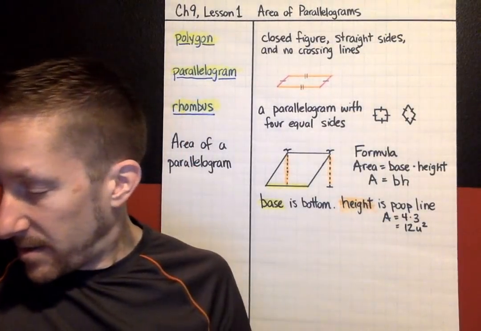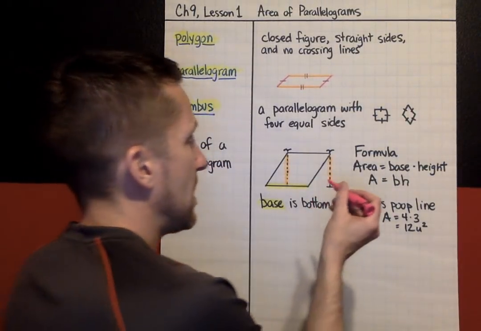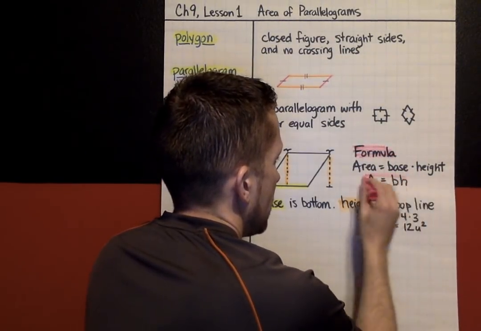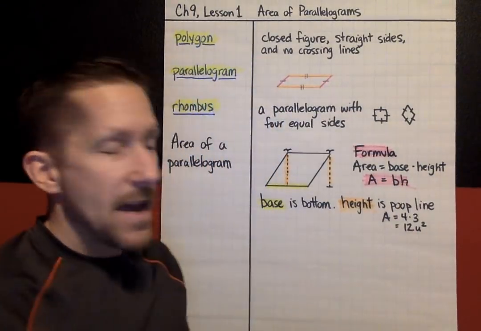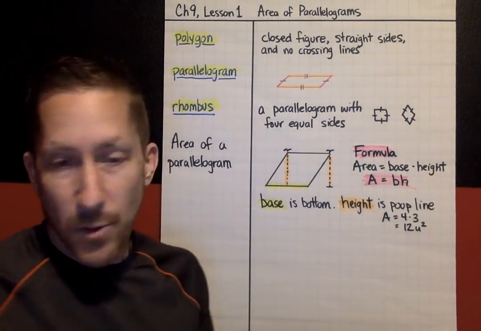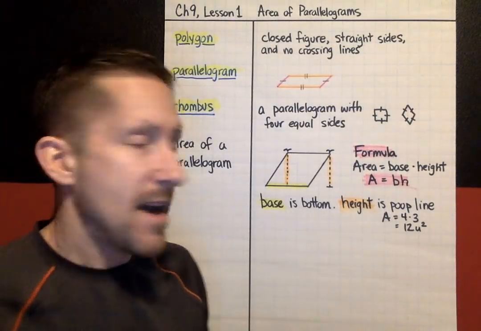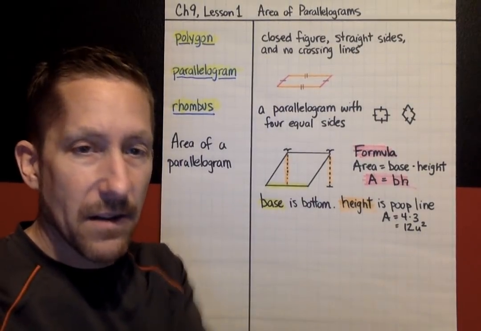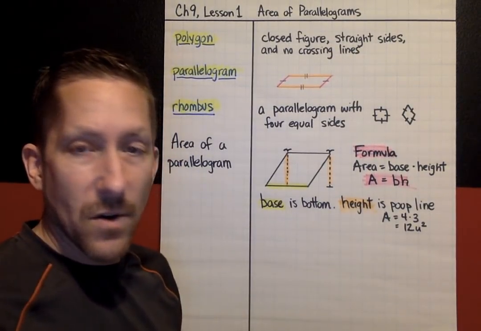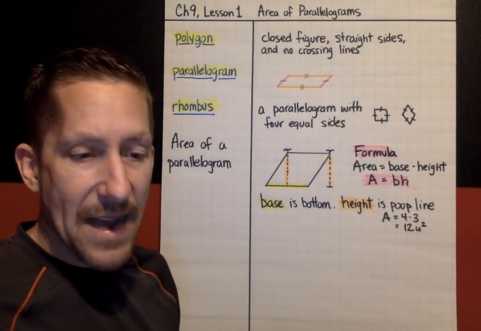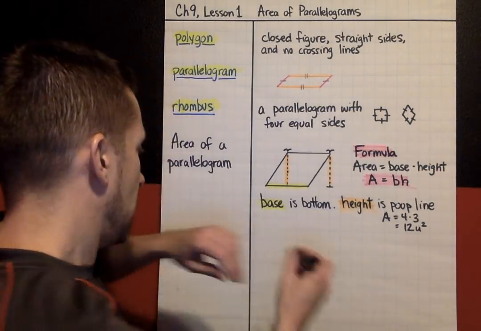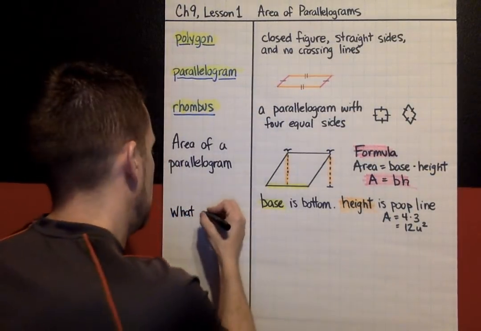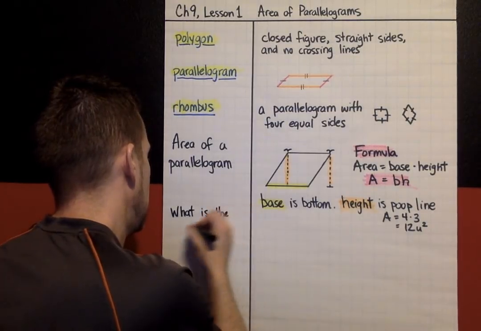Okay, so this is a huge major idea that we're going to be using today. This formula. Area equals base times height. And the base is the bottom, the height is the poop line. So a lot of times you're going to have a parallelogram and it's going to give you a base and it's going to give you a height and you're just going to figure it out. Other times you're going to know the area and you're going to not know what the height is, the poop line, or you might not know the base. So I'm going to write over here, what is the missing height?